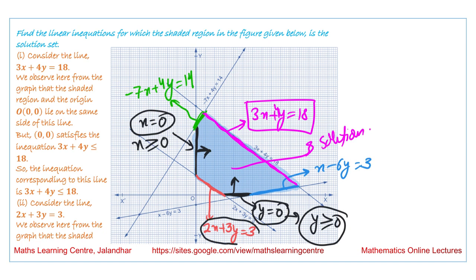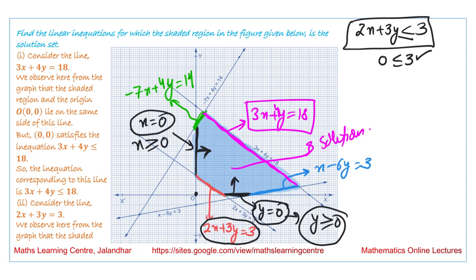Now when we are talking about 2x plus 3y is equal to 3, clearly 0 is not the solution over here. 0 does not satisfy this. Suppose I write 2x plus 3y is less than equal to 3 as the inequation. Then 0 is less than equal to 3 is true, which means the region will be below this line, but we require it to be above this line. The solution region does not satisfy 0, so this is not the inequation. The inequation is 2x plus 3y is greater than equal to 3, and the region will be above this line.